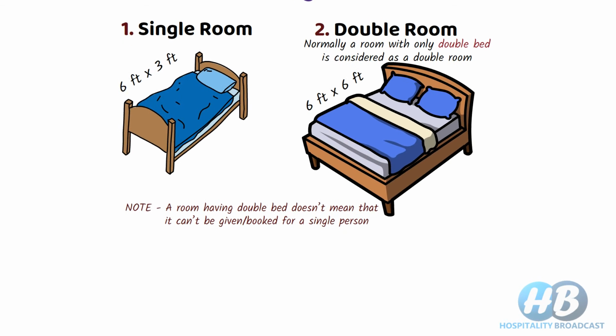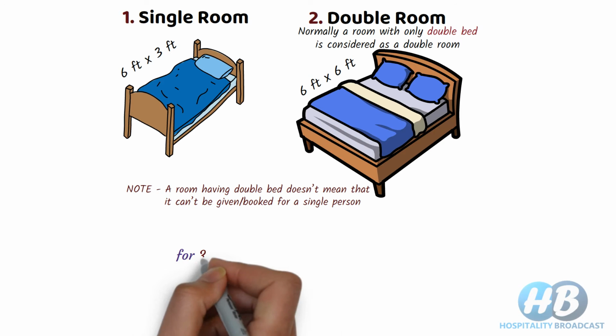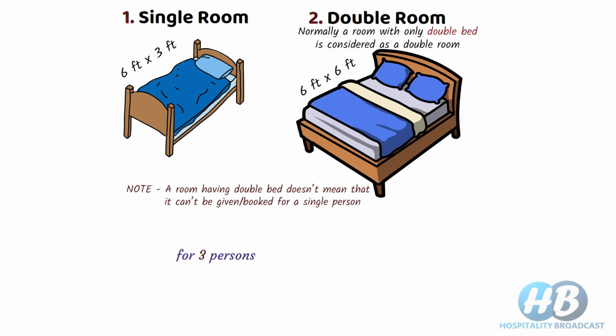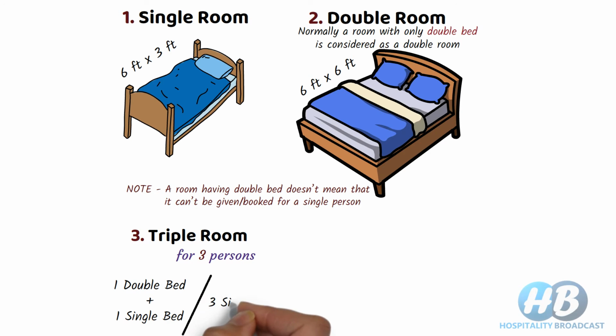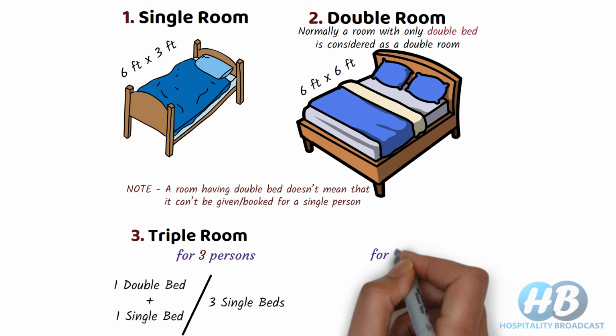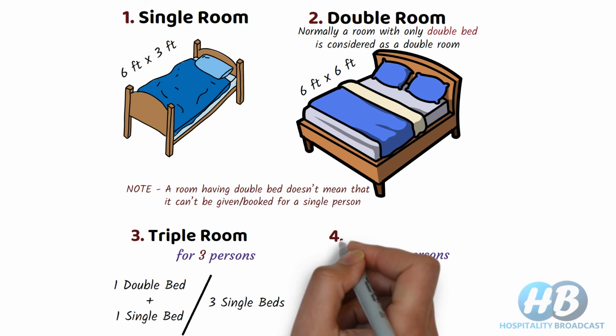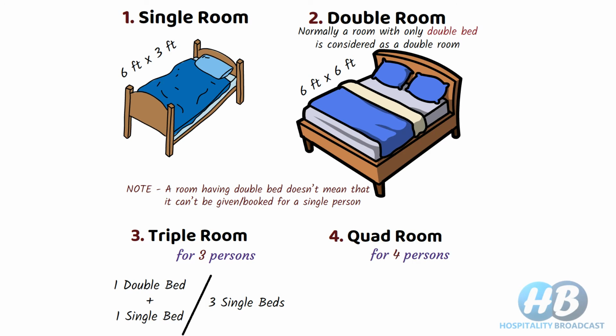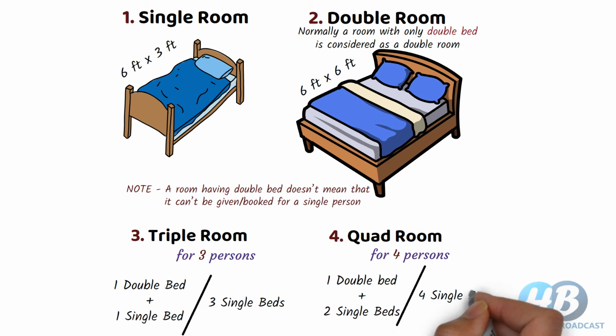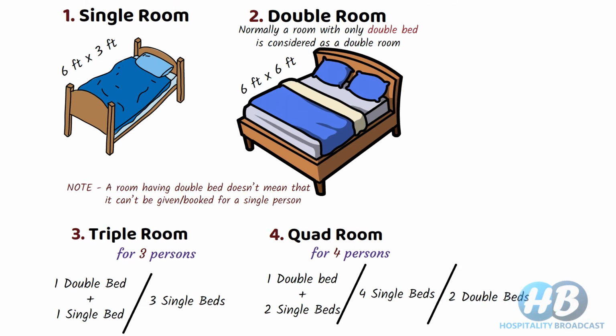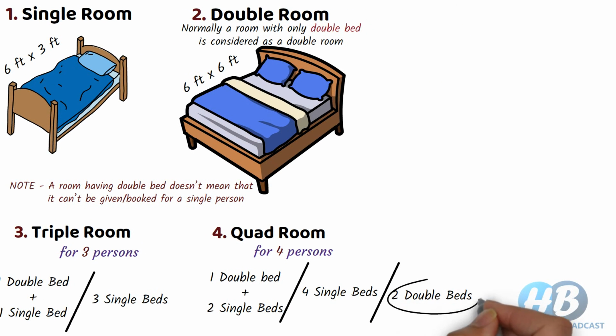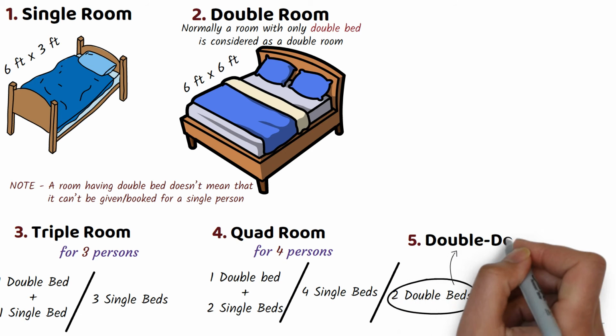Now moving ahead, a room that offers sleeping comfort for 3 persons is called triple room. It has either a double bed plus 1 single bed or 3 single beds. Similarly, a room that can accommodate up to 4 persons is called a quad room. It either could have 1 double bed plus 2 single beds, 4 single beds or 2 double beds. A room that has 2 double beds is also called a double room.